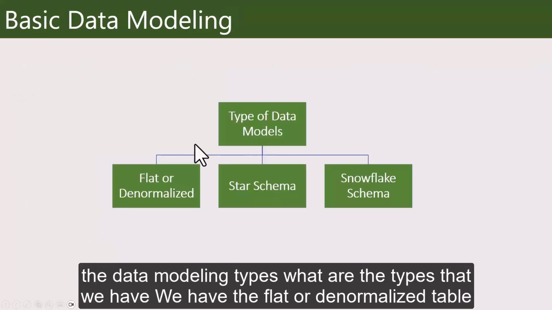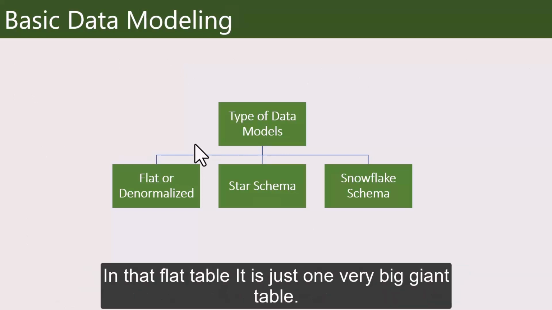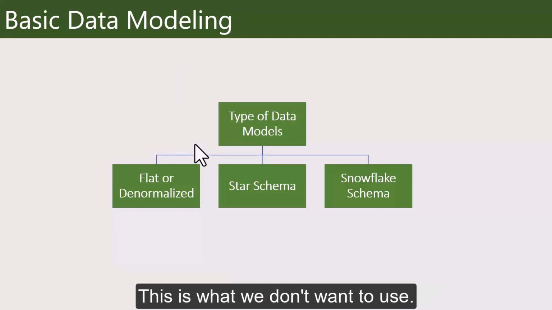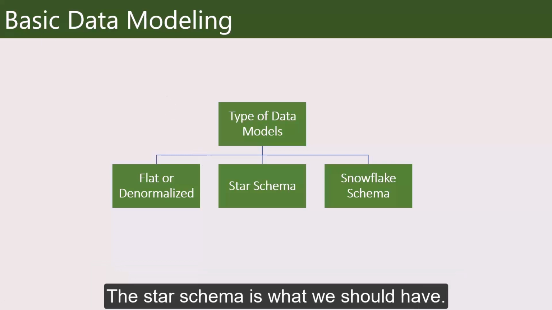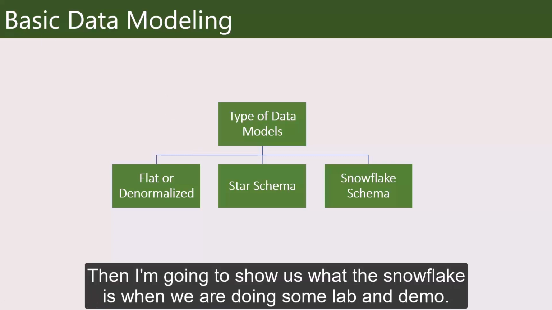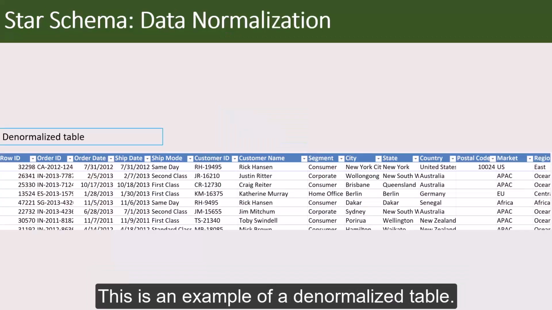What are the examples of the data modeling types? What are the types that we have? We have the flat or denormalized table. In that flat table, it is just one very big giant table. This is what we don't want to use. Like I said, this is what we don't want to have. Then we have the star schema. The star schema is what we should have. Then I'm going to show us what the snowflake is when we are doing some lab and demo.